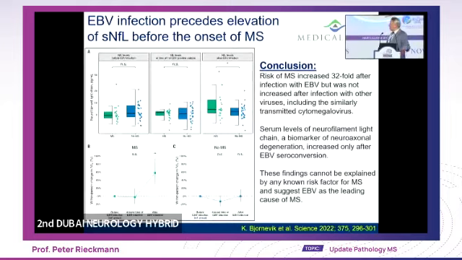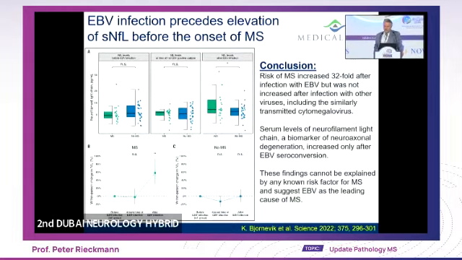So there is a sequence now, and they wrote in their conclusion, and this is a direct citation from the publication, the risk of MS increased 32-fold after infection with EBV, but was not seen with other viruses, including the similarly transmitted CMV.